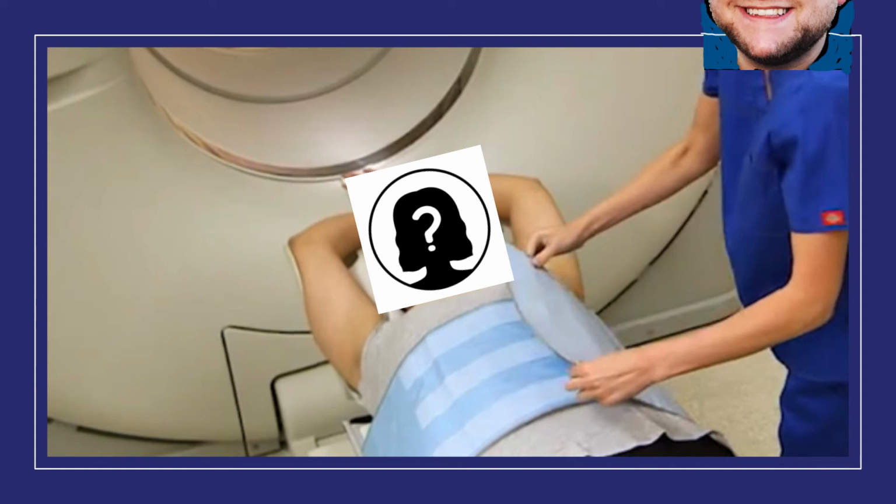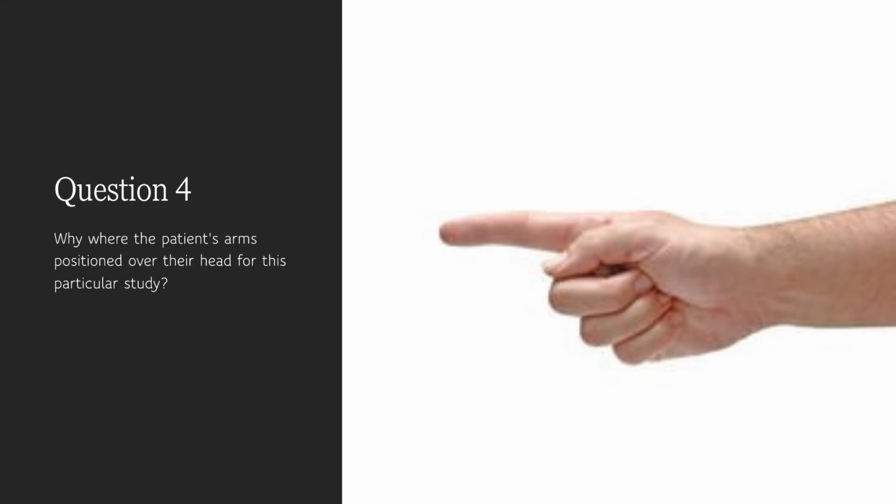I told the patient to lay as still as possible, breathe normally, and then I had her lay on the imaging table with her arms raised above her head. I placed a cushion under her knees, as well as draped a blanket over her to keep her as comfortable as possible. Question 4. Why were the patient's arms positioned over their head for this particular study?